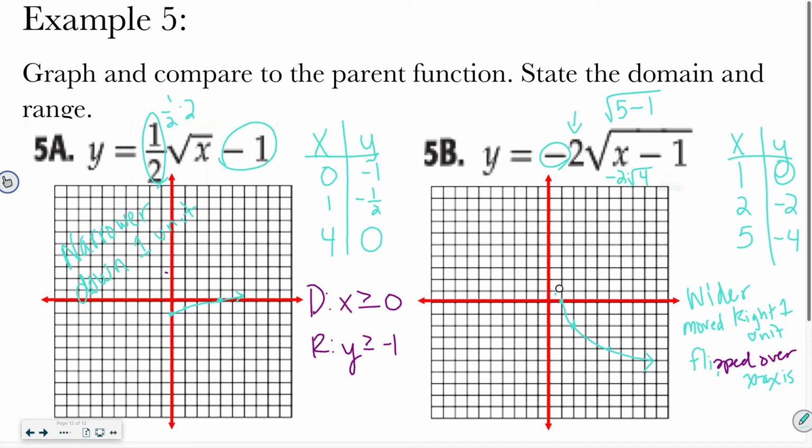Then our domain and range, we have domain, we have anything for x is greater than or equal to, here's our starting value of x, we're moving that way, so 1. And our range is y is less than or equal to 0, right? We have a high point of 0, and then our graph's going down. So that's how we would do this problem.